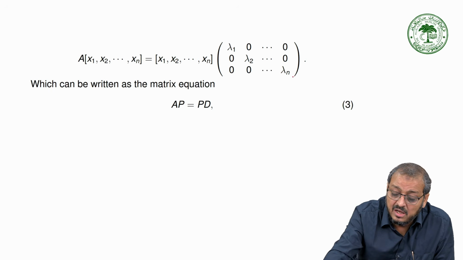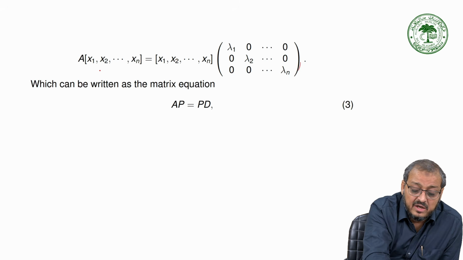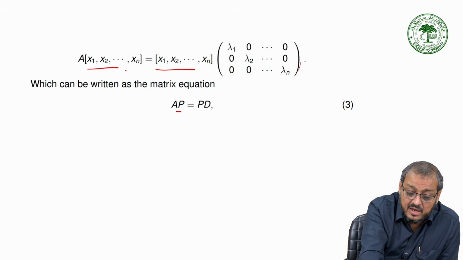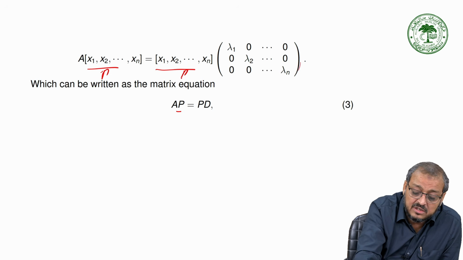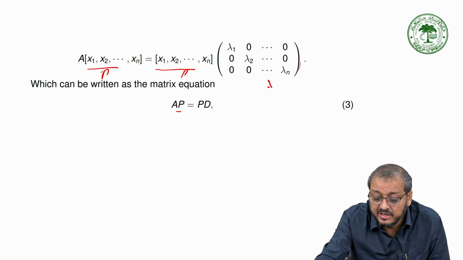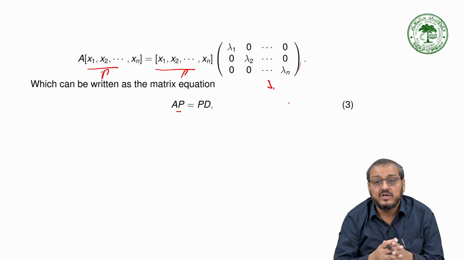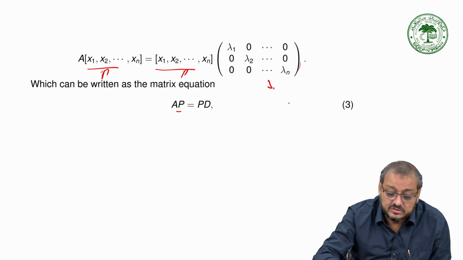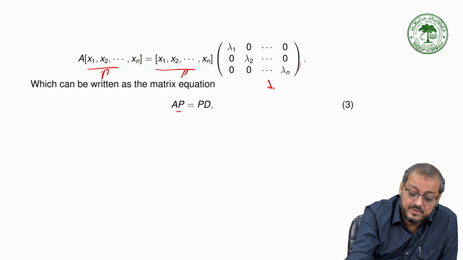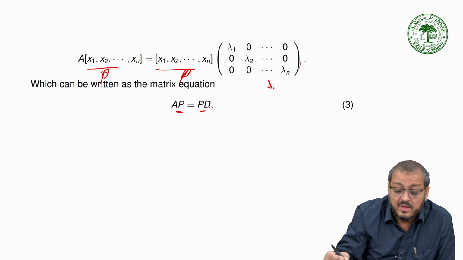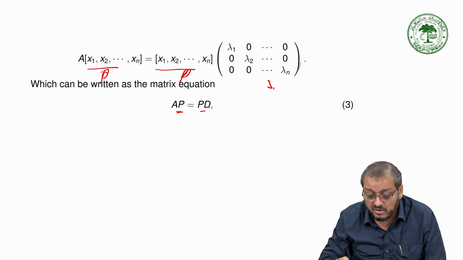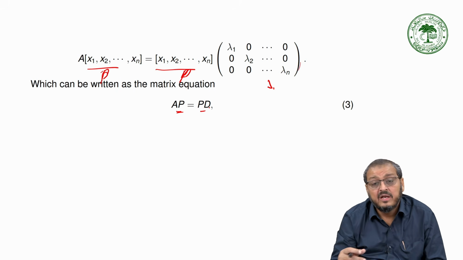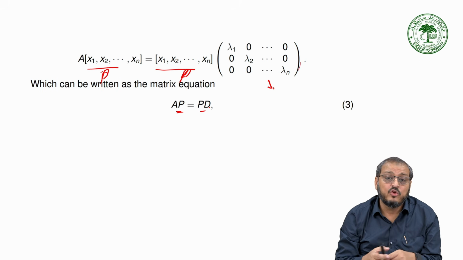Now you see this matrix is nothing but the matrix we denote as P, and this matrix we denote as D, so we can write this as A P equals P D. This D is a diagonal matrix, because all the elements except the diagonal elements are 0. So we have to find what this P is, and because x1, x2, ..., xn are linearly independent, by the theorem we have proved.